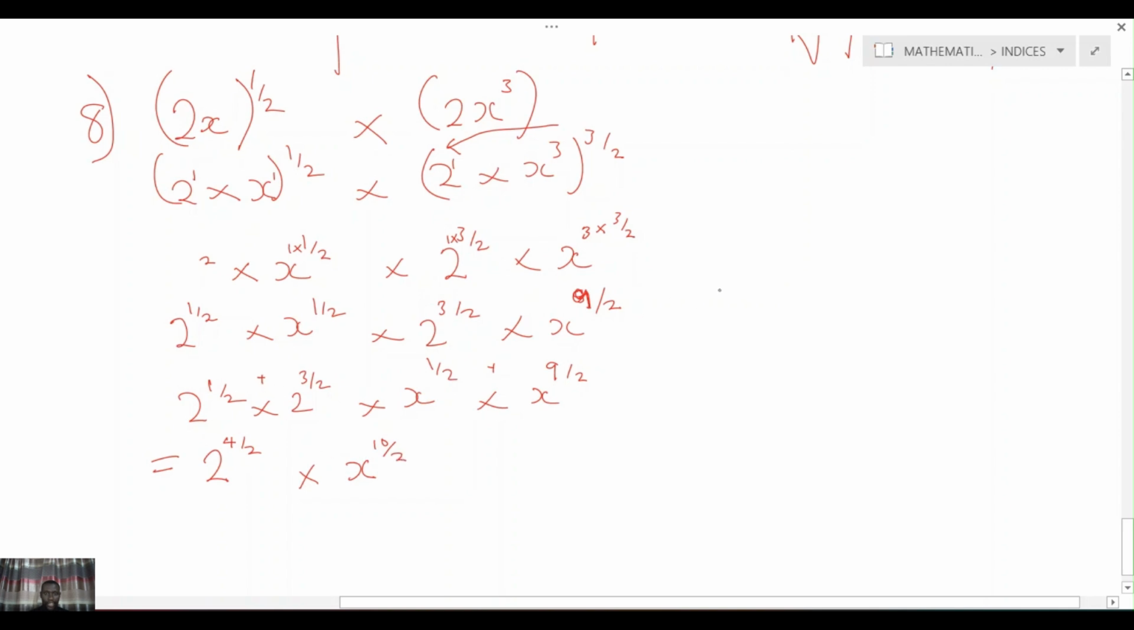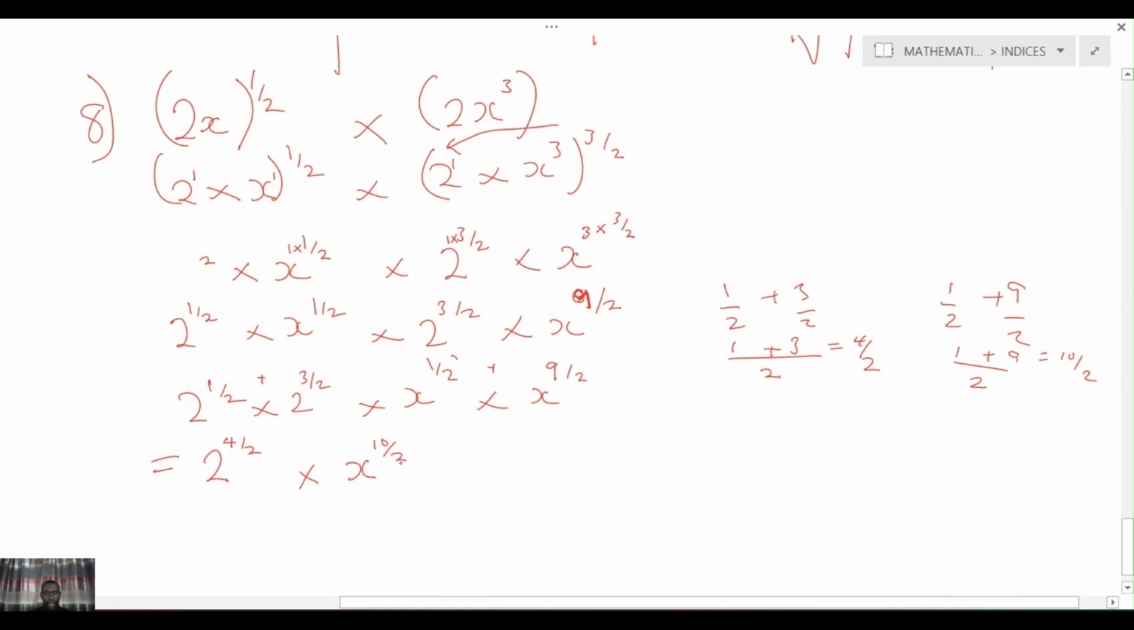You may wonder why it is like this. If you say 1 over 2 plus 3 over 2, get the LCM, which is 2. 2 here 1, 2 times 1, 1, plus 2 here 1 times 3, 3, is equal to 4 all over 2. That's why this one is 4 over 2. And also this one, 1 over 2 plus 9 over 2. The same way, get the LCM, 2 here 1, 1 times 1, 1, plus 2 here 1, 1 times 9, 9, equals 10 all over 2.